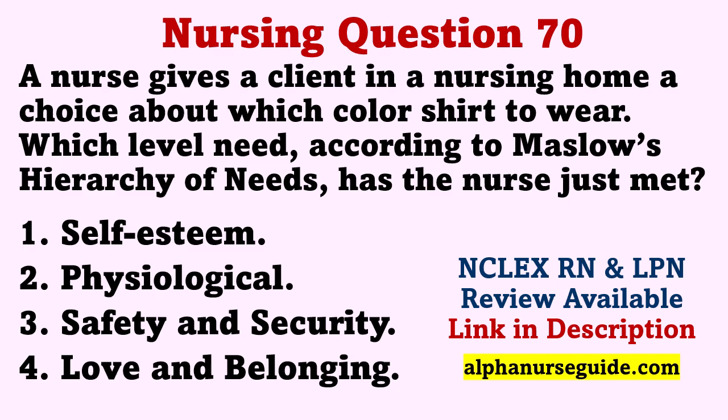A nurse gives a client in a nursing home a choice about which color shirt to wear. Which level need, according to Maslow's hierarchy of needs, has the nurse just met? 1. Self-esteem. 2. Physiological. 3. Safety and security. 4. Love and belonging.